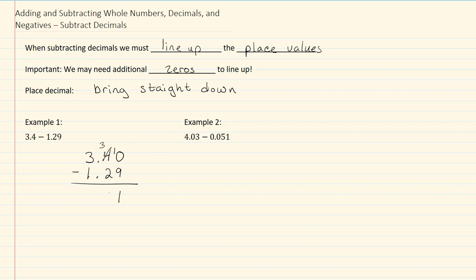3 minus 2 would be 1. 3 minus 1 would be 2. And we'll bring our decimal straight down. So my answer then is 2.11.